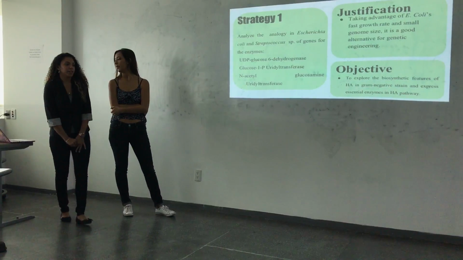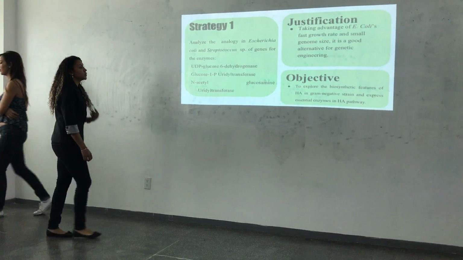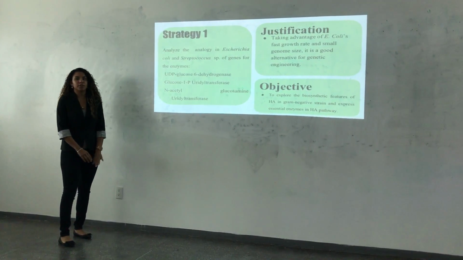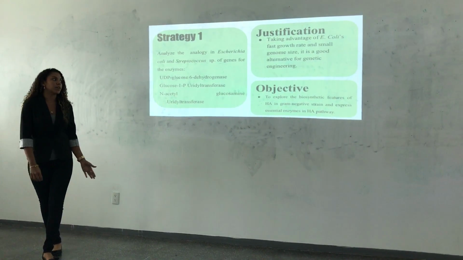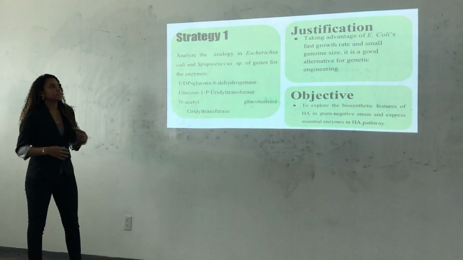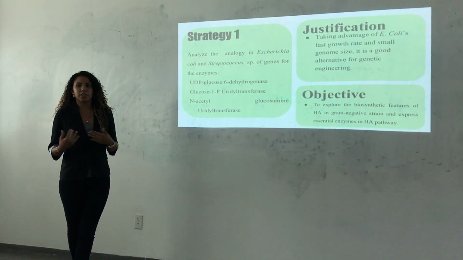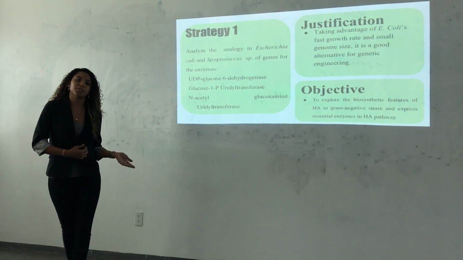Okay, as the members of my team said, we have 5 strategies, and the first one is to explore the biosynthetic features of hyaluronic acid in a gram-negative strain to express the essential enzymes in the pathway. This is by taking advantage of E. coli's fast growth rate, and that's why E. coli is frequently used in genetic engineering.